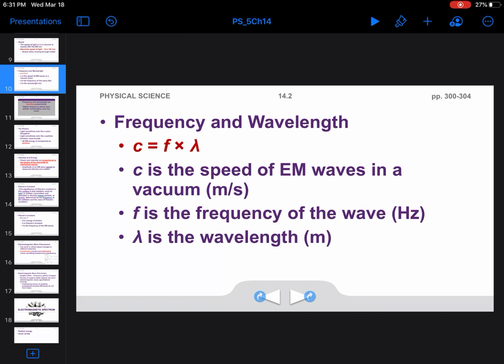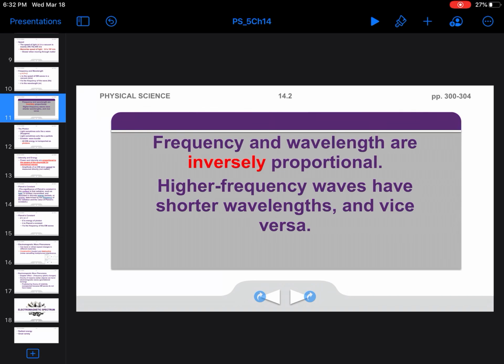You see this formula here, C equals F times that symbol there. C is the speed of electromagnetic waves in a vacuum, as we've already discussed. And you must put that in meters per second. We will not be working any problems, but you need to be mindful of the units that you must put these in. F is the frequency of the wave, which is measured in hertz, and that symbol there is the wavelength, which is measured in meters again.